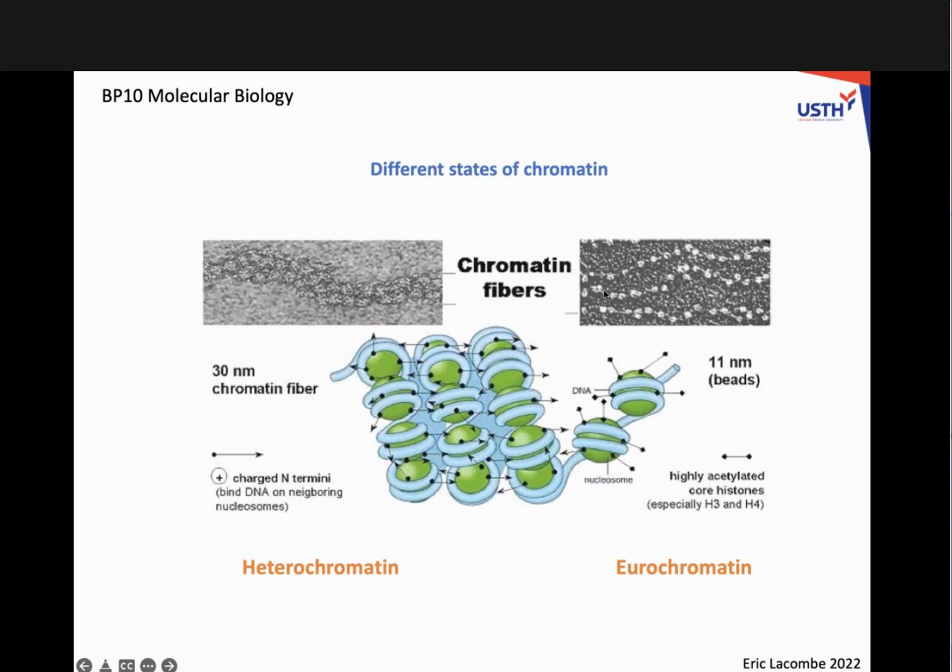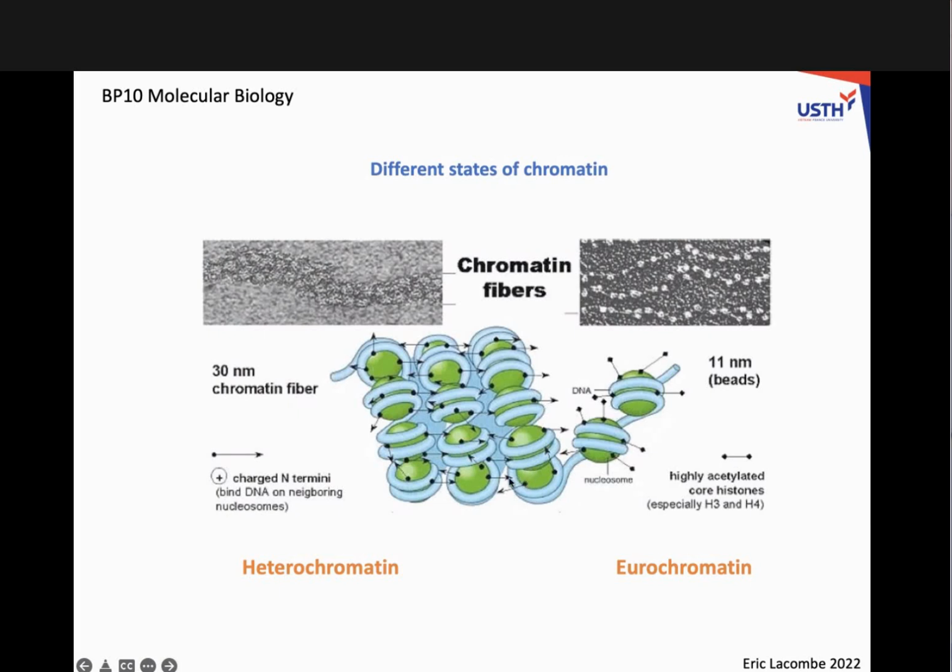Either something like beads, different beads spaced with DNA, or another where these beads are extremely condensed and stuck together. The schematic of these two states is down there. We have part of the chromatin that we call euchromatin, which is not condensed. It contains nucleosomes, but the nucleosomes are separated by what we call linker DNA. I will show you a picture later on.